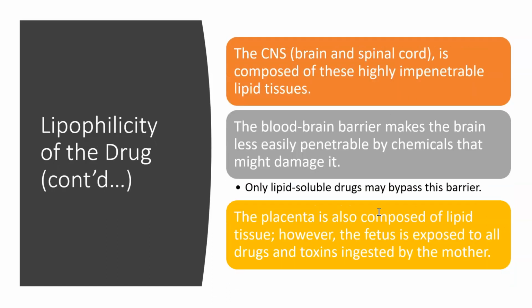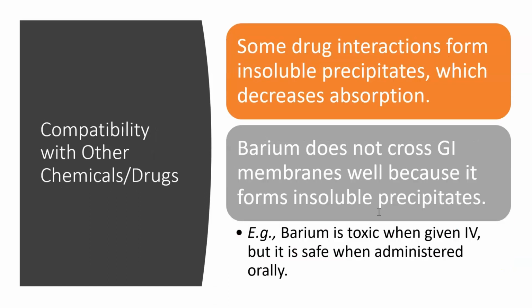So the CNS, so the brain and spinal cord, is composed of these highly impenetrable lipid tissues. Okay, the blood-brain barrier makes the brain less easily penetrable by chemicals that might damage it. So only lipid-soluble drugs may bypass this barrier. The placenta is also composed of lipid tissue. However, the fetus is exposed to all drugs and toxins ingested by the mother.